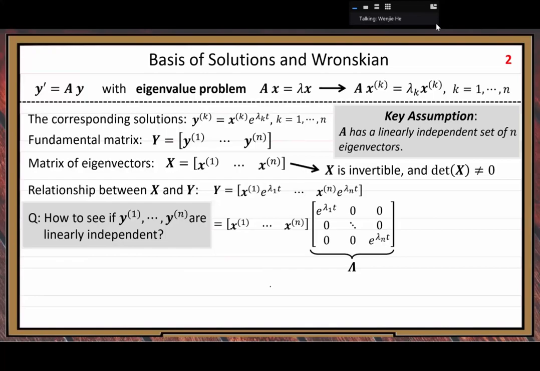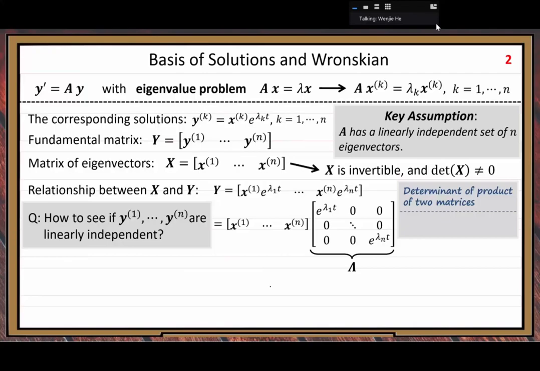An E function can never be zero, right? So all the diagonal entries are non-zero. So this capital lambda matrix is invertible, because its determinant, the product of all these E functions, is non-zero. All right, so here, determinant of a product of two matrices.